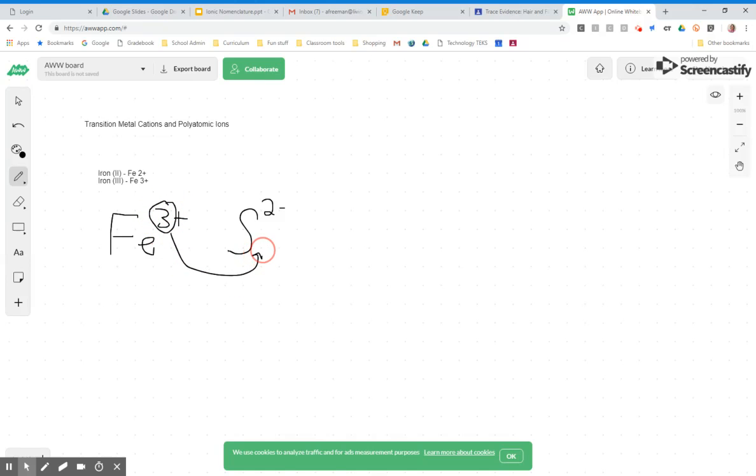I'm going to take this number and this number, swap and drop them, and ignore the charge symbols, so they go away. I get 2 iron and 3 sulfur as part of my iron 3 sulfide compound. Since these numbers are not divisible by anything, this is the lowest whole number ratio, so I would stop there.